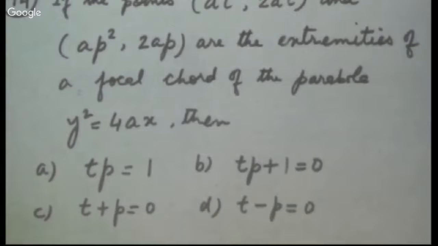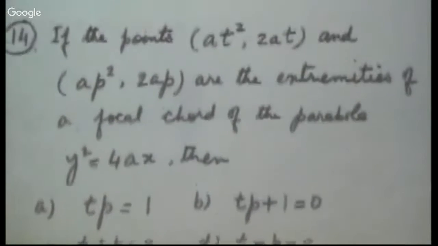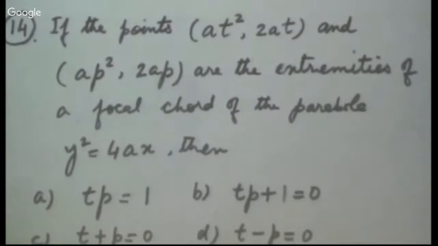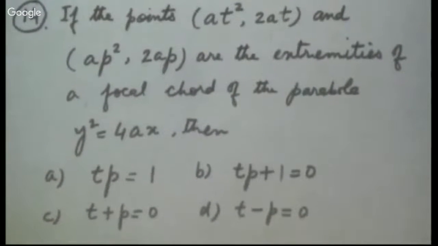Now this question, we are given these 2 points, at square, 2at and ap square, 2ap. These are extremities of the focal chord of the parabola, right? The focal chord of the parabola y square equal to 4ax. Then what will be the value, which one of them is correct? I told you a condition for focal chord of a parabola. What happens? at square, 2at, ap square, 2ap. So what are the parameters? t and p. And for focal chord, what is the condition?